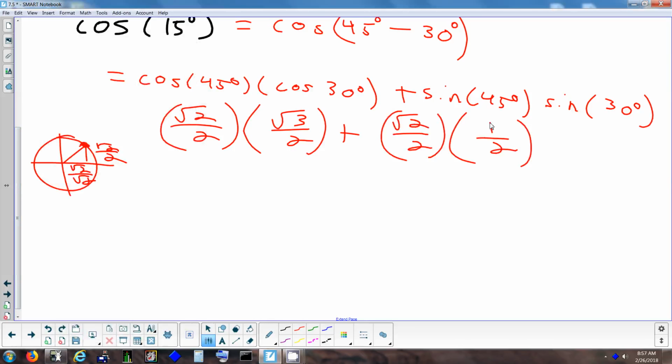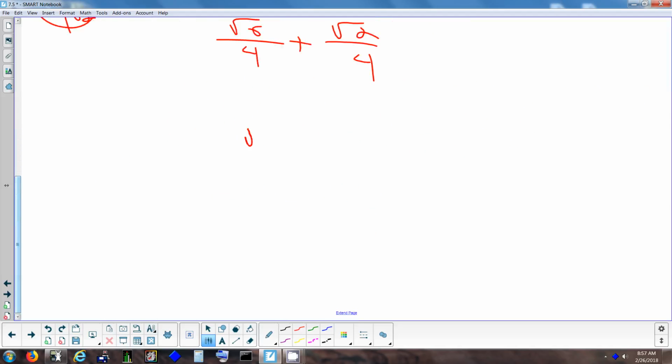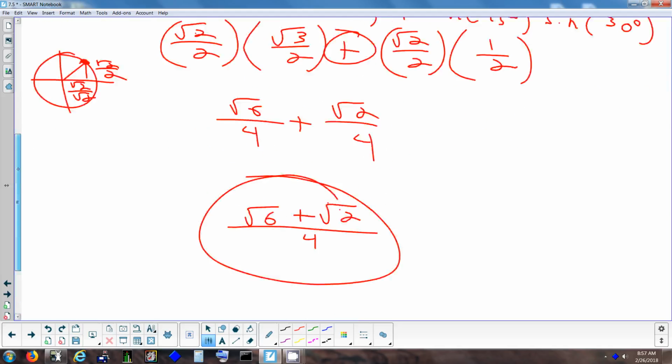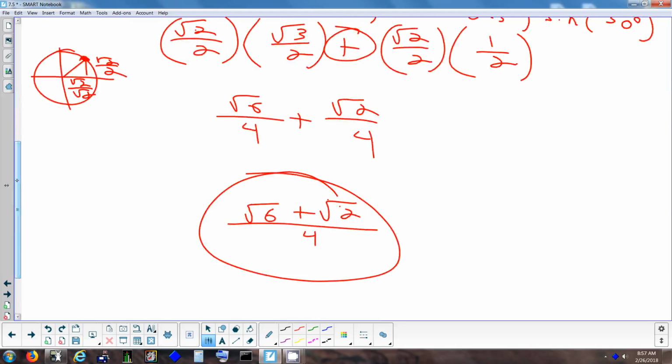Okay. And now we've got two products, but the nice thing is everything already has the same denominator, which is going to be important at the very last step, when we do addition. So let's multiply. Square root 2 times square root 3 is the square root of 6 over 4. And in the second part, square root of 2 times 1 over 4. And now just put it all with a common denominator. Square root of 6 plus square root of 2 over 4. That's the exact answer for the cosine of 15. That's how you get it.